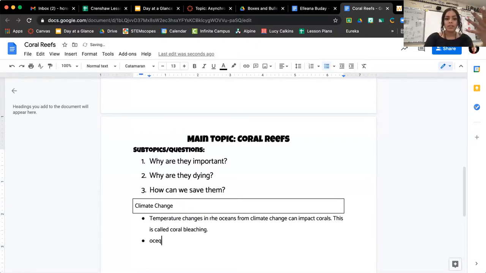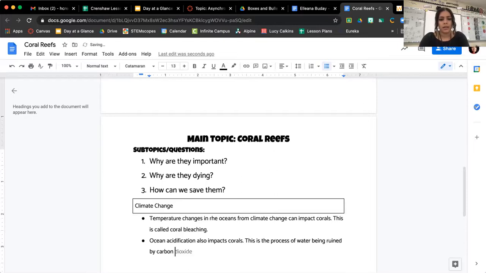So remember, I want to teach you today that sometimes the passage isn't going to very clearly tell you your boxes and bullets. You're going to have to read a little bit and figure out how can I group this information and what is the main point of this group of information. So I have ocean acidification. Also impacts corals. This is the process of water being ruined by carbon dioxide. So these things cause corals to live shorter lives and die sooner.